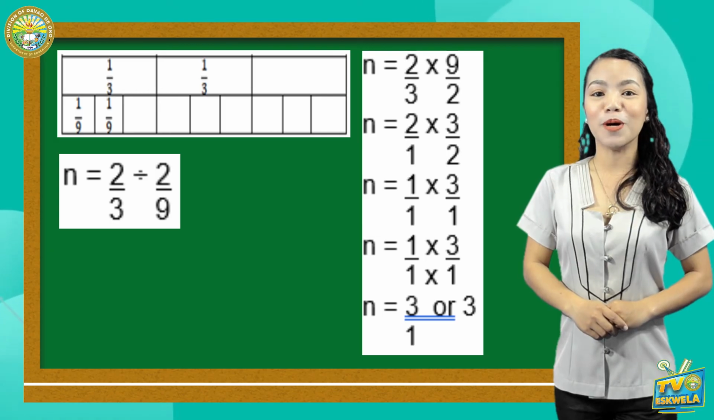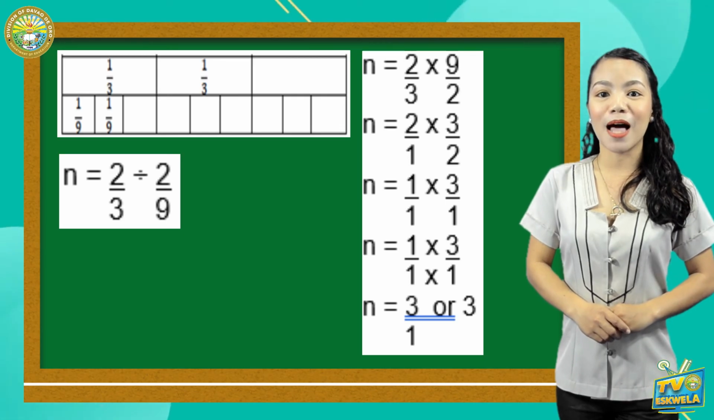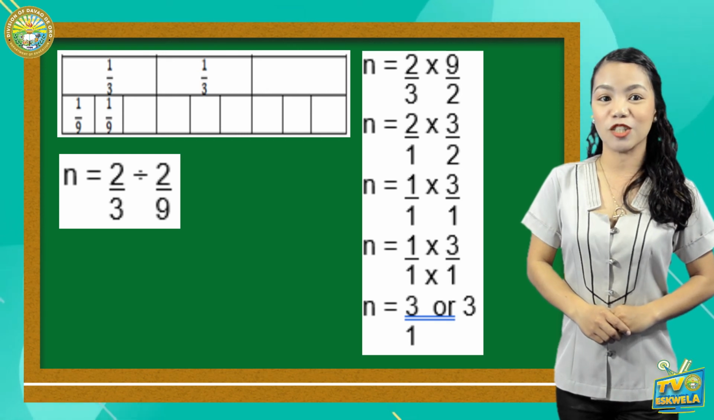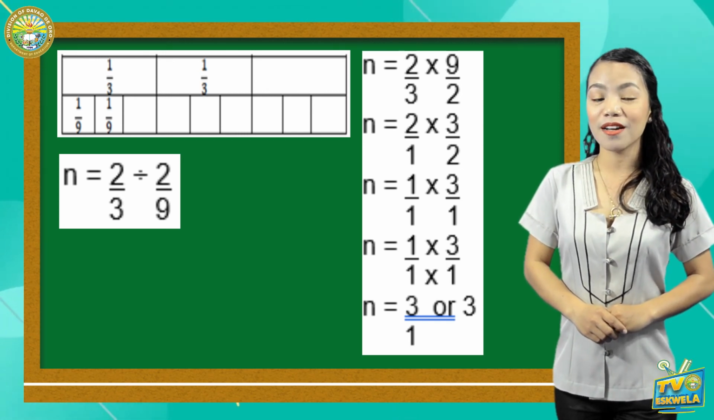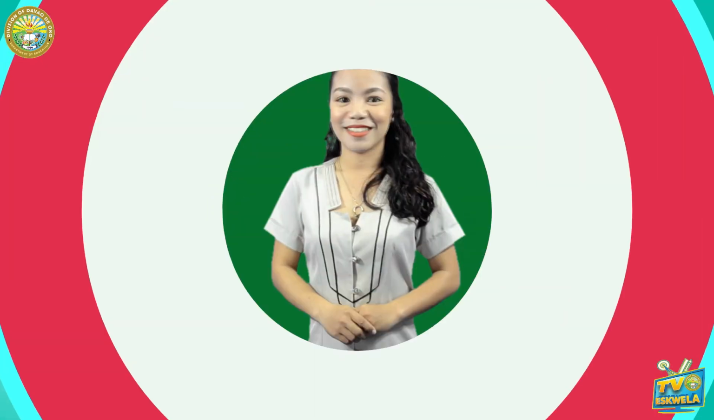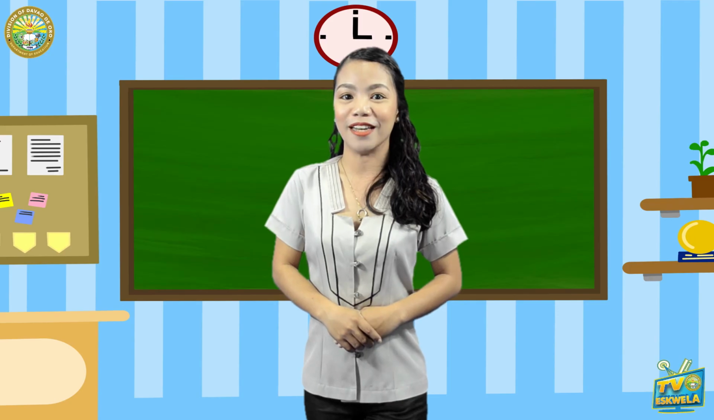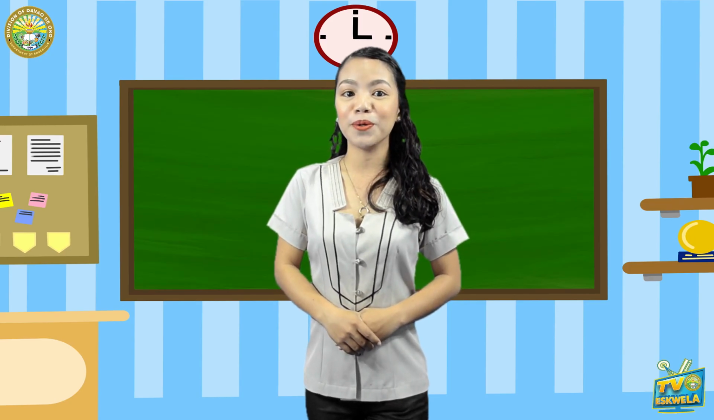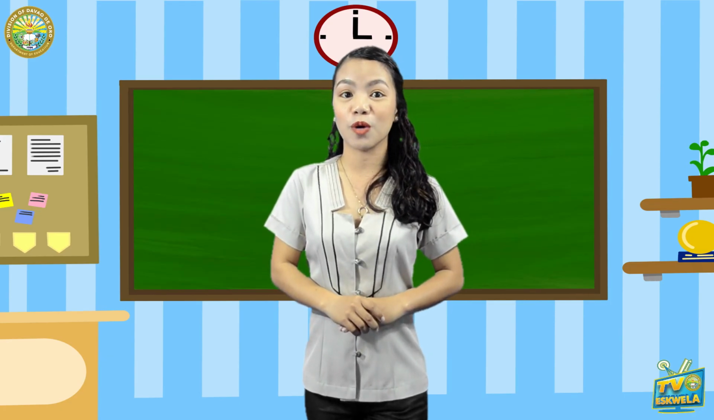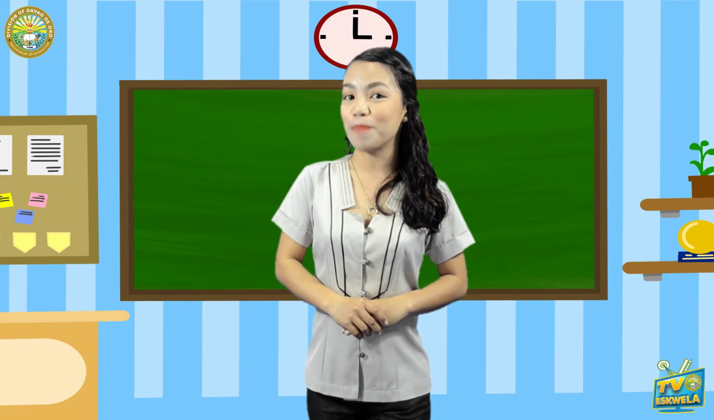And we proceed to multiplication of fractions. That is, 1 multiplied by 3 is 3, and 1 multiplied by 1 is 1. Therefore, the product is 3 over 1 or 3. You have just visualized how division of fractions is done. This can be made through written approach or number sentence and by using visual method using models such as drawing and or paper folding.